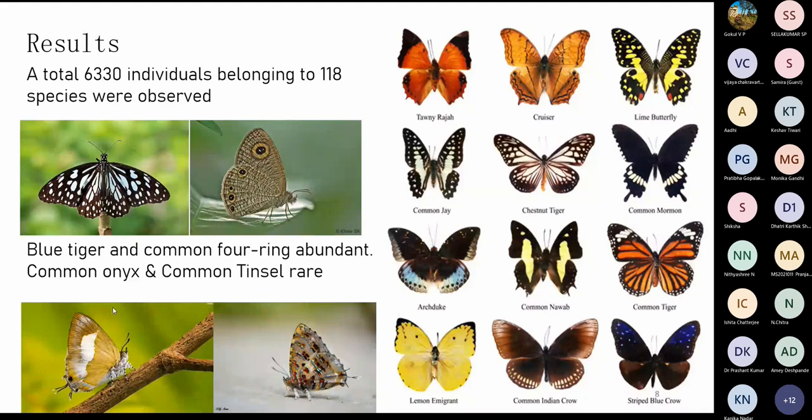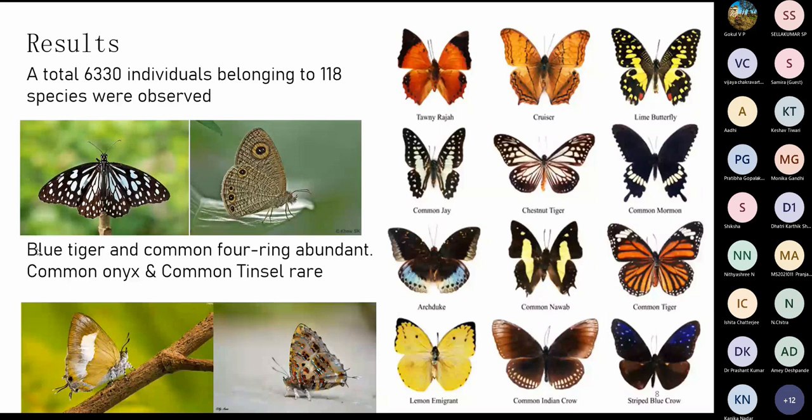So if you see on the top part, the blue tiger and the common four-ring were the most common butterfly species that were observed in the study site. But the bottom two, which are the common onyx and common tinsel, were observed only once during my entire study period. And like I spent almost 5 years in the field observing these butterflies, but still I could see them only twice. So it was quite evident that some species are very common and other species are very rare.